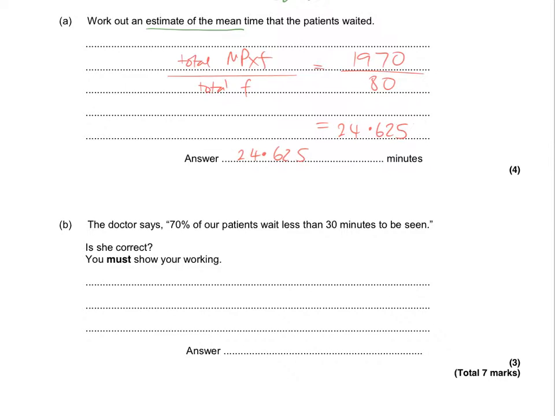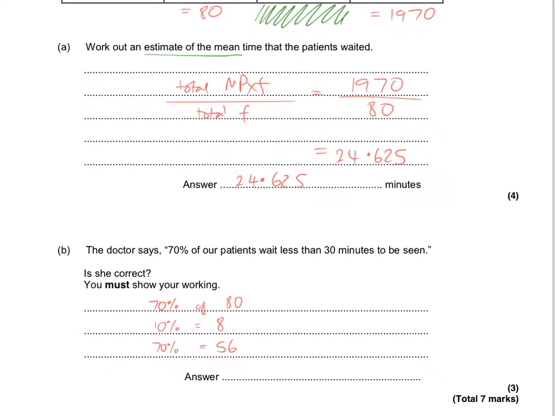Now, there are a number of different ways to do this here. So it says, the doctor says 70% of our patients waited less than 30 minutes to be seen. There are 80 patients altogether, so we need to work out 70% of 80. Now 10% would be equal to 8, so 70% would be 7 times that, so it's 56 patients. So less than 30 minutes, that's what it says there.